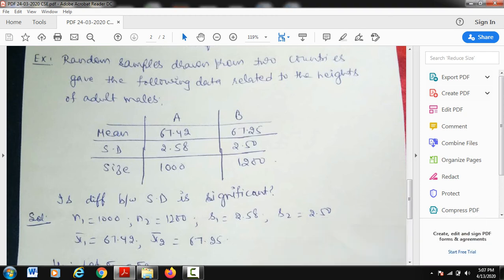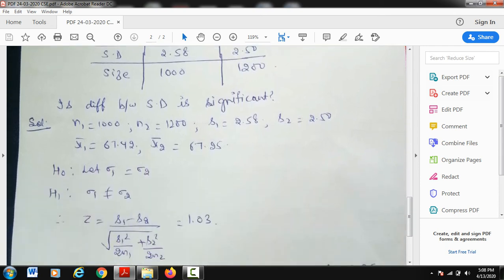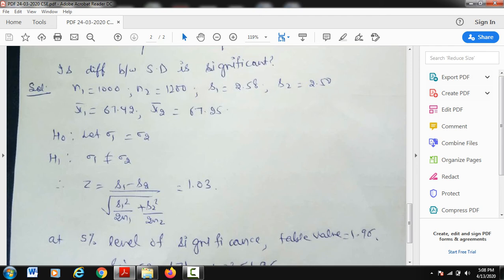What we have given: n1 and n2, the sizes of the two samples, are 1000 and 1200 respectively. Their standard deviations, small s1 is 2.58 and small s2 is 2.50, and the means are x1 bar is 67.42 and x2 bar is 67.25. Our first step is to set up the null hypothesis: sigma 1 is equal to sigma 2, that is, there is no significant difference between the standard deviations of the two samples. The second step is to set up the alternative hypothesis, the statement which is complementary or opposite to the null hypothesis, that is sigma 1 square.